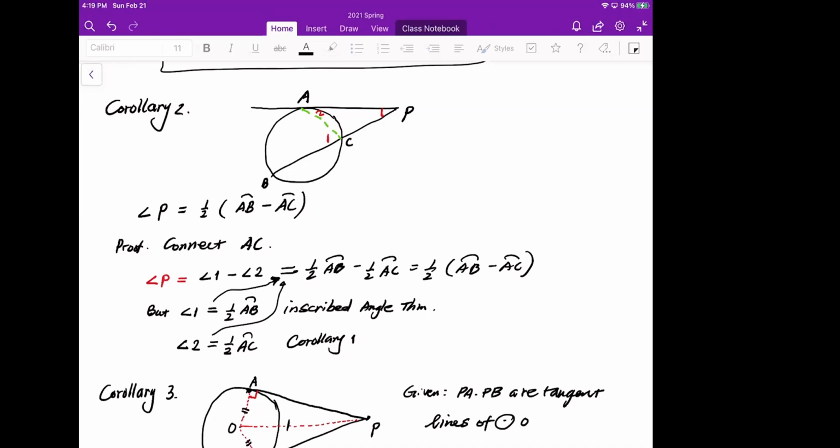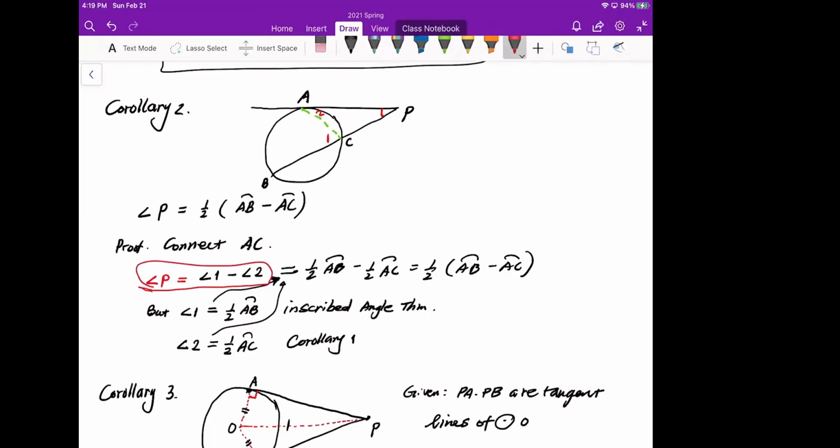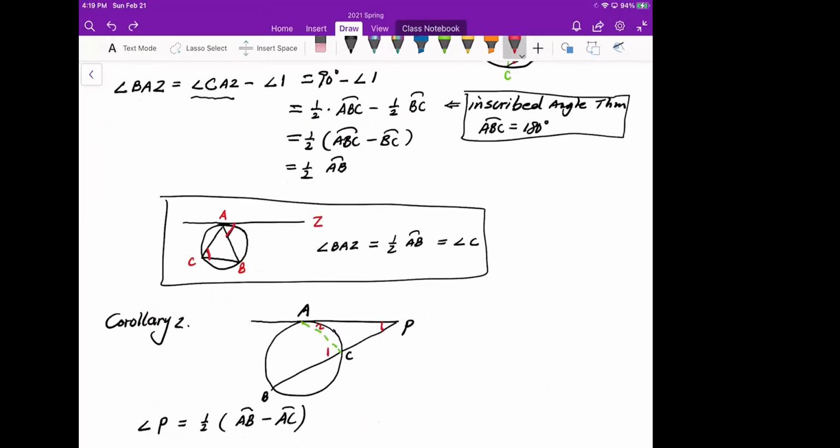And how do I prove this? The proof actually is very straightforward. You just use angle P is equal to angle 1 minus angle 2, right? Angle 1 is just half of AB, and angle 2, according to what we did earlier, is just half of AC, right? Okay, so we get that.